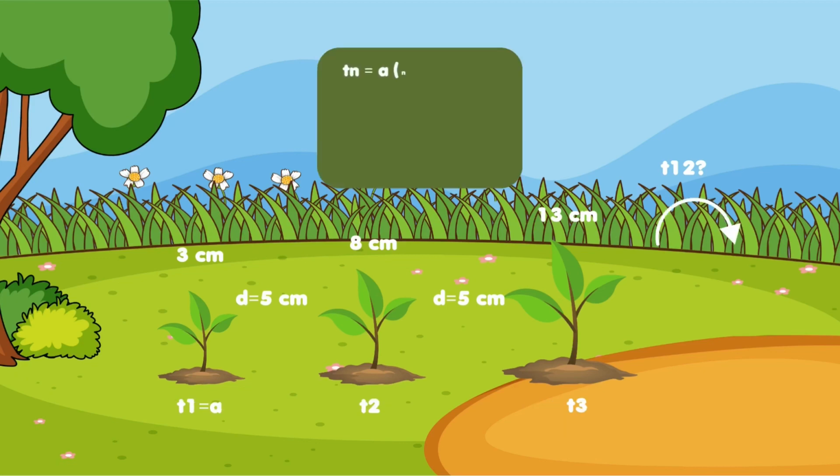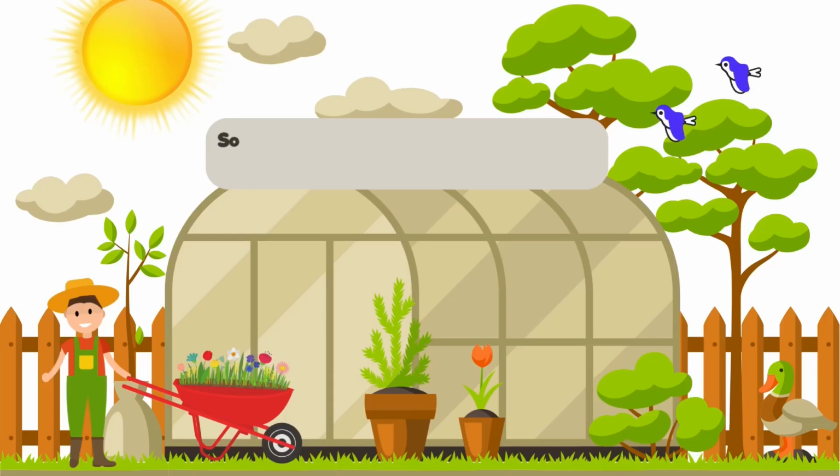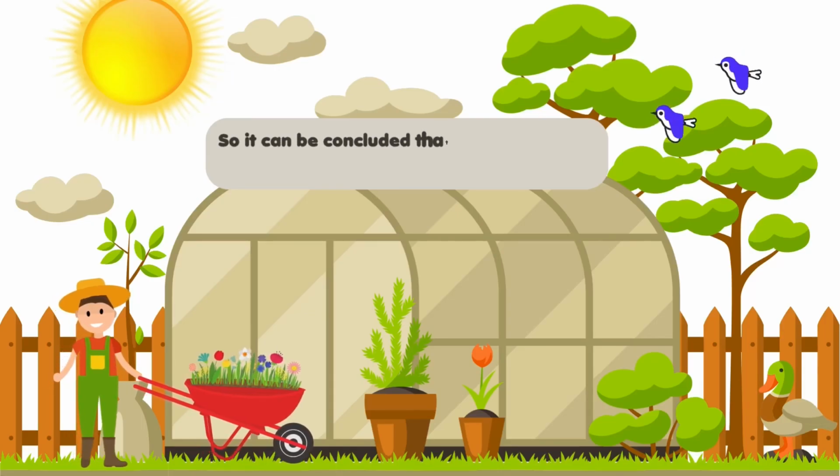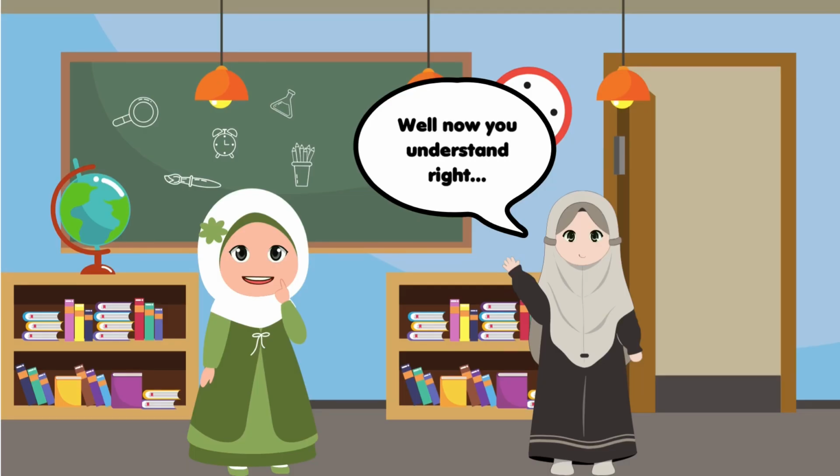So the 12th term is T12 equals 3 plus (12 minus 1) times 5. Obtained T12 equals 3 plus 11 times 5. Obtained T12 equals 3 plus 55 equals 58. So, it can be concluded that the height of the uncle's plant in week 12 is 58 centimeters. Well, now you understand, right, what an arithmetic sequence and series is?